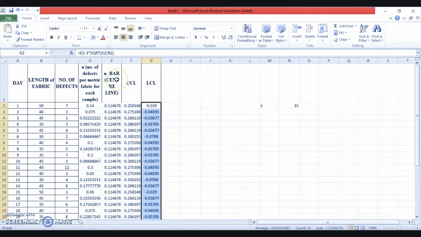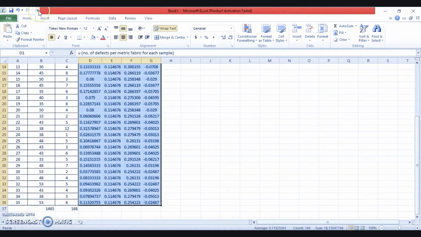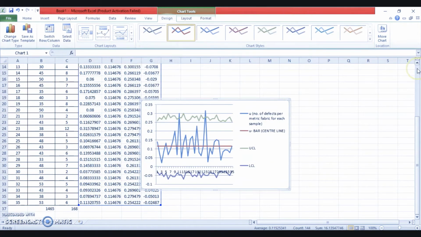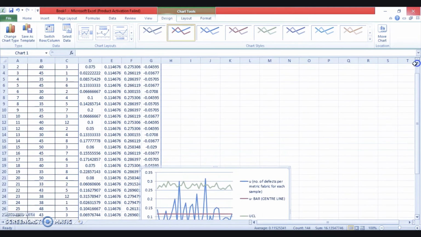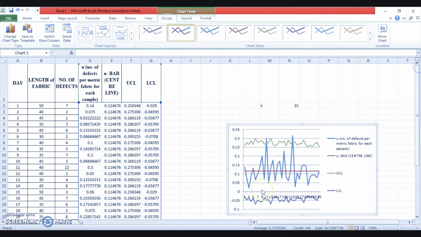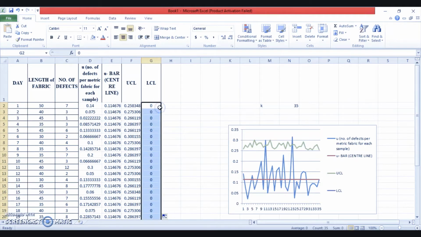Now we'll select these 4 values here. We'll go to insert, select the line chart, and here we get the U chart. Okay, now you can see from this the lower control limit is in negative, and we have learned so far in all our sessions that if the lower control limit is in negative, we cannot accept it, it has to be replaced by 0. So we'll replace all the values by 0.